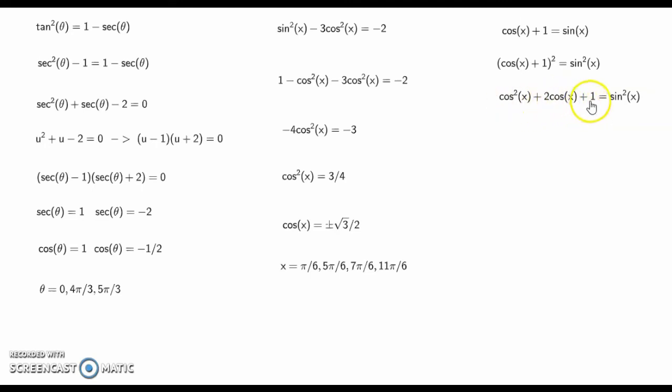Now that we've got all this in cosine, you'll notice we have sine squared x, and we happen to be able to put this in terms of cosine as well. This is 1 minus cosine squared x.